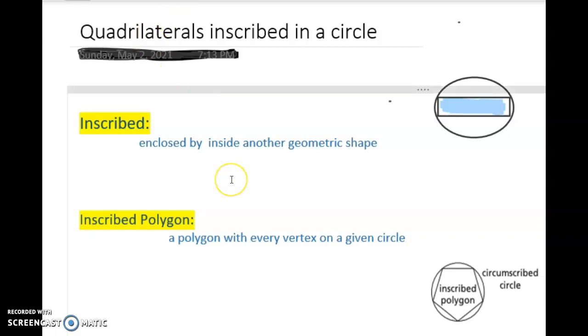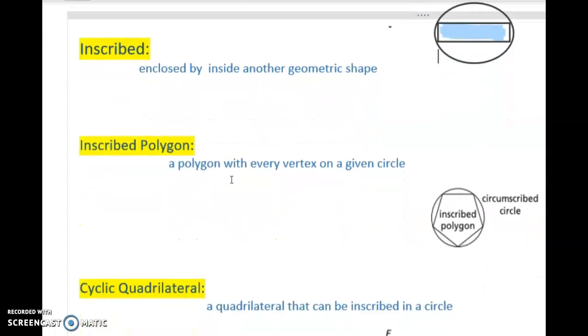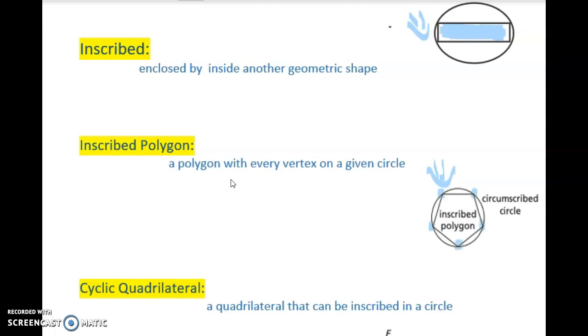So when we are talking about an inscribed polygon, a polygon means a straight-line figure that is enclosed. When a polygon has every vertex on the given circle, then that is called an inscribed polygon. The one that I drew right here, and the other one right here. You can see it is a pentagon here, and all the vertices are touching the circle. So it is a circumscribed circle. The circle is circumscribing it and the polygon is inscribed.